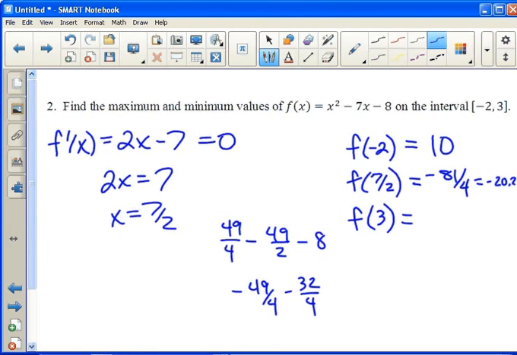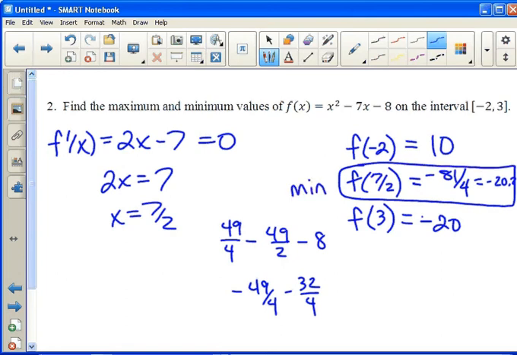And then if you plug in 3, it's negative 20. So our smallest is the negative 81 over 4, so that is our minimum. Our biggest is negative 20, so that's our maximum. Remember, focus on the y values. The biggest y value is your max, the smallest is your minimum.